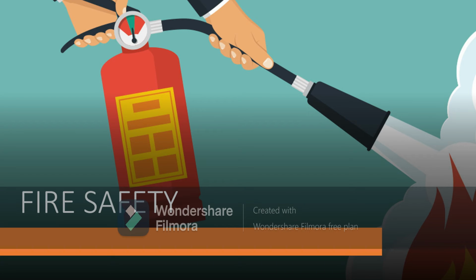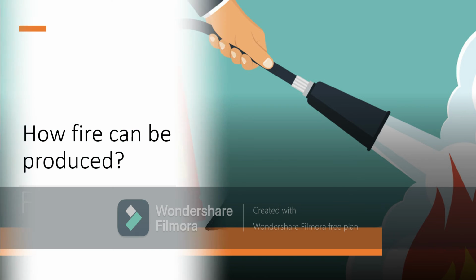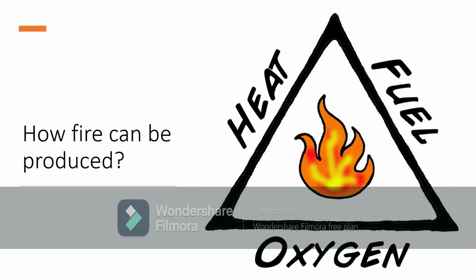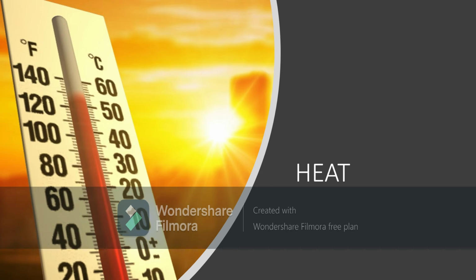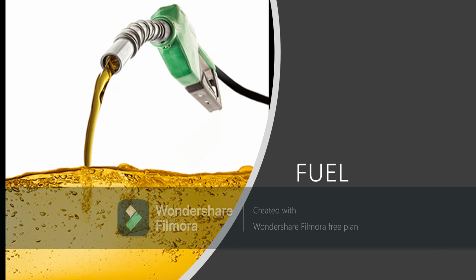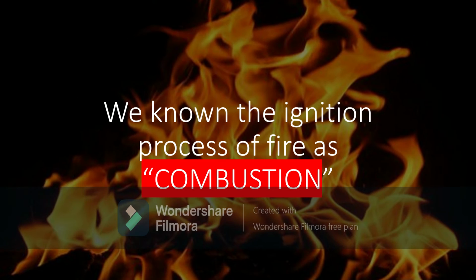Now, I would like to tell you about fire safety. Have you wondered how fire can be produced? Fire can be ignited using three elements, which are heat, fuel, and also oxygen. For the chemical reaction of fire, we know this ignition process as combustion.